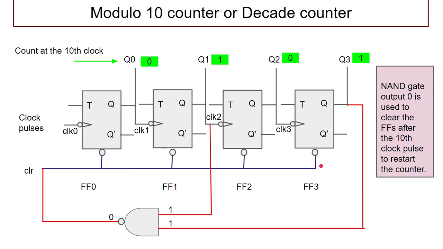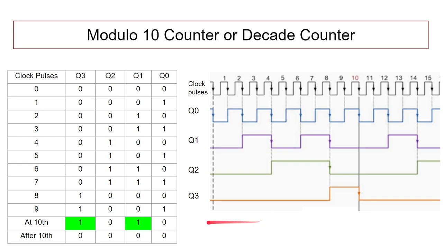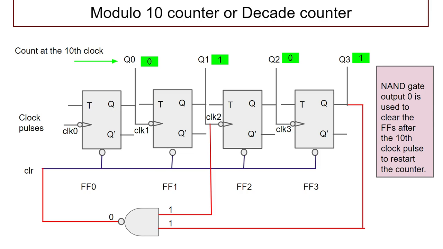So until the 10th clock pulse, we can see that the outputs Q1 and Q3 together are not taking 1 and 1. It is only at the 10th clock pulse that they are taking binary values 1 and 1, and hence the flip-flops are cleared only at the 10th clock pulse. So this is how a modulo 10 counter or decade counter can be designed. Similarly, a modulo n counter with any value of n can be designed.